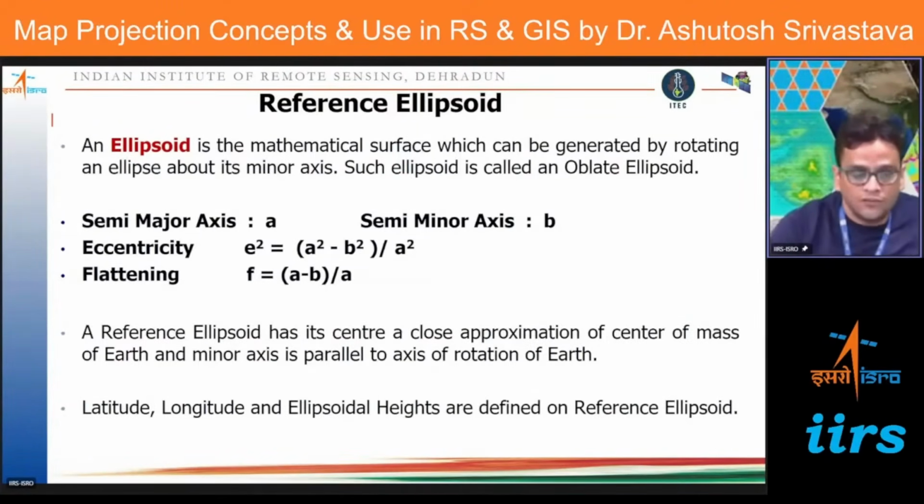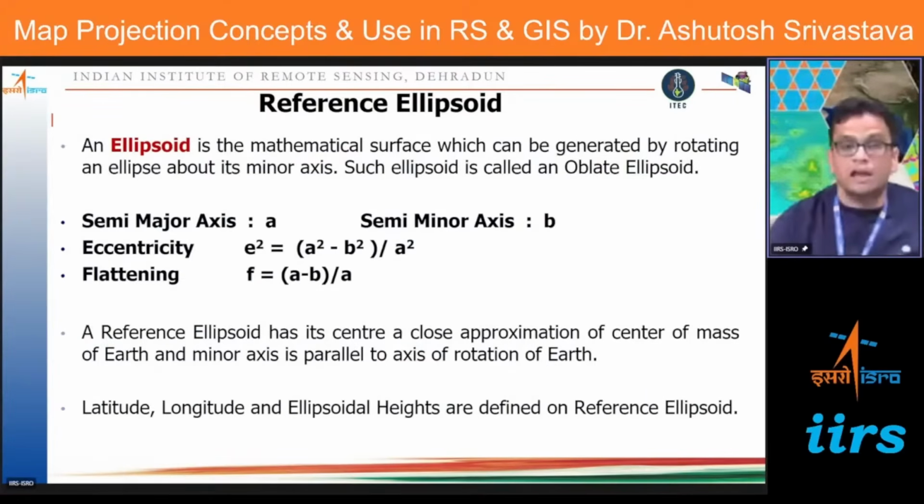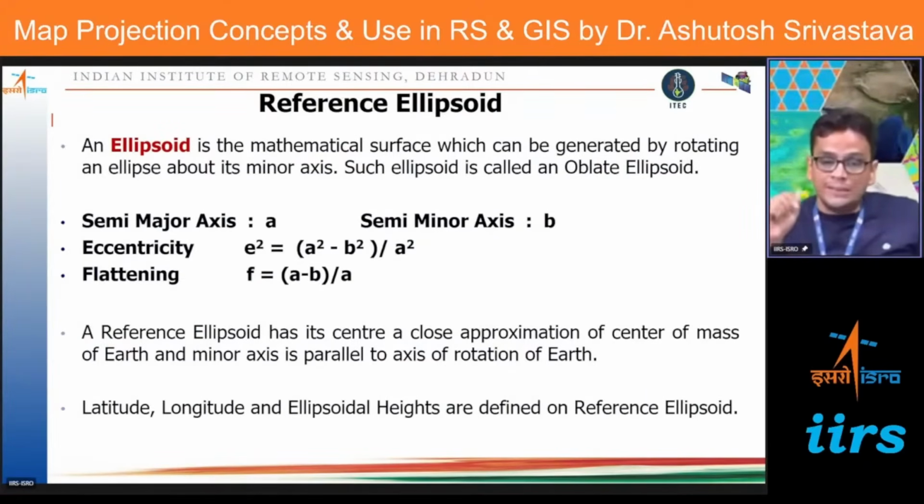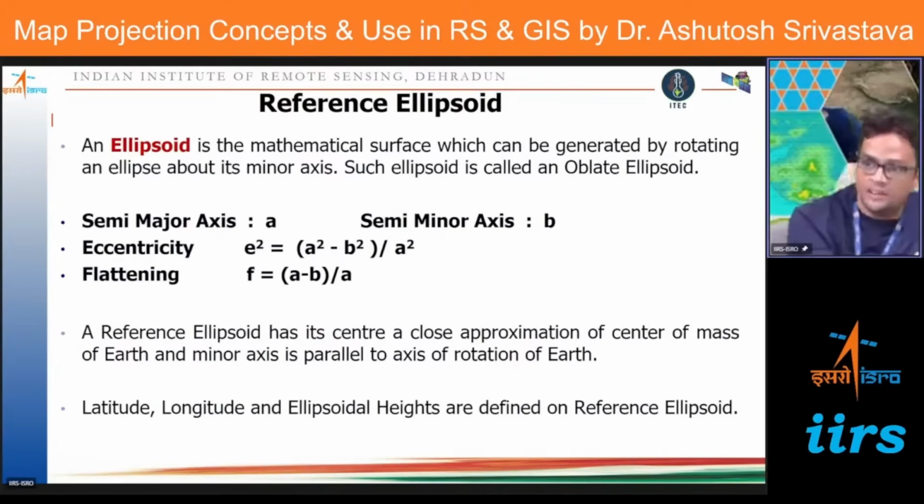Then the flattening coefficient is just the ratio (a minus b) divided by a, which shows the flattening. By using these parameters, we generally define our ellipsoid. A reference ellipsoid has its center as a close approximation of the center of mass of the Earth, and its minor axis is parallel to the axis of rotation of the Earth. Latitude, longitude, and ellipsoidal heights are defined on this reference ellipsoid.